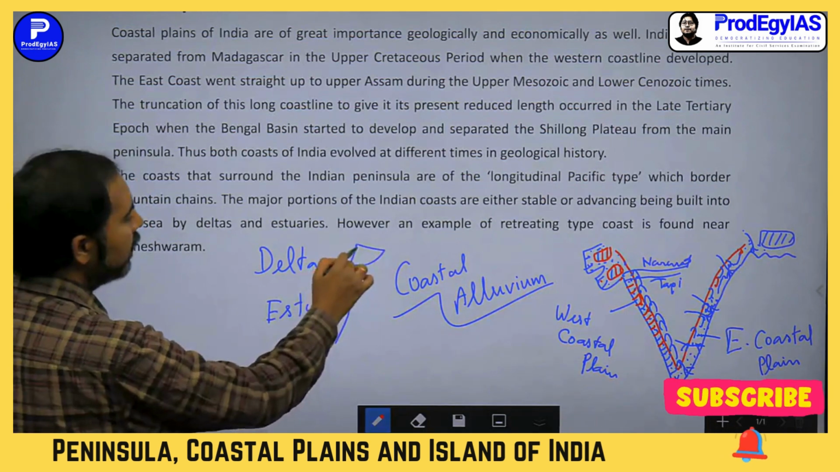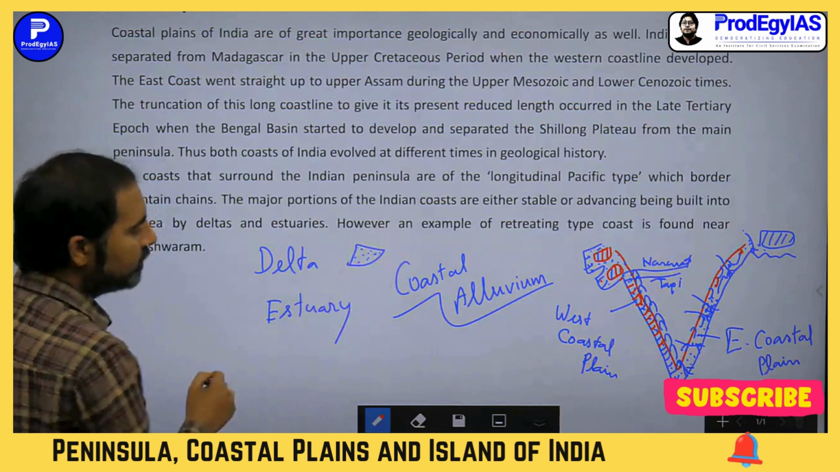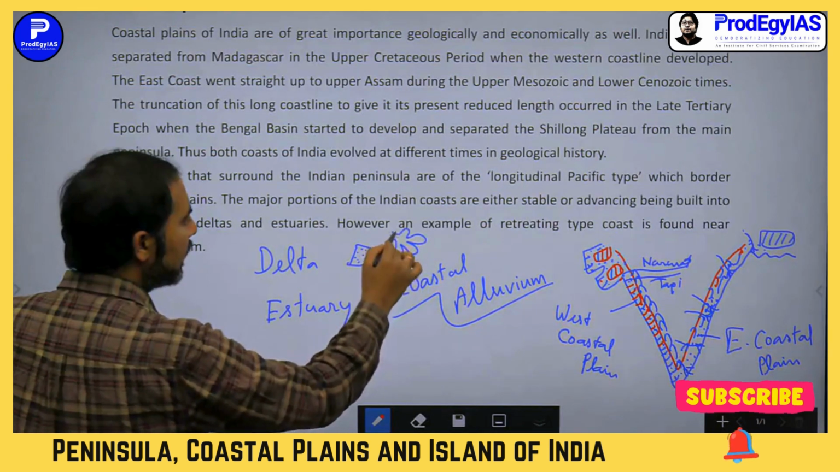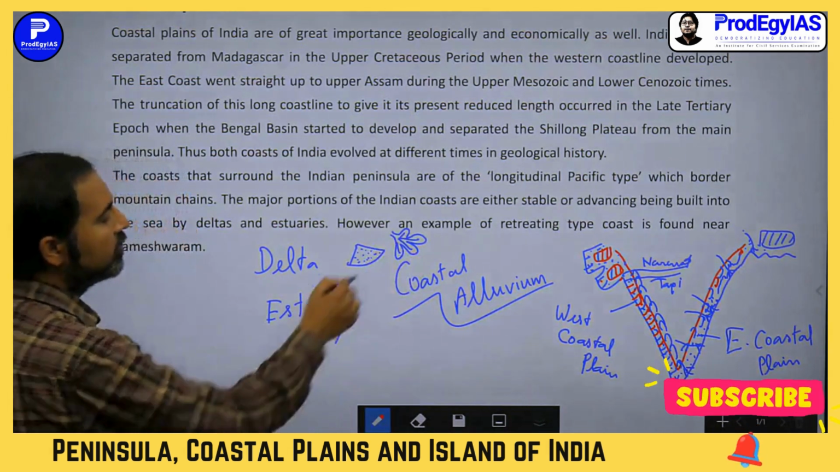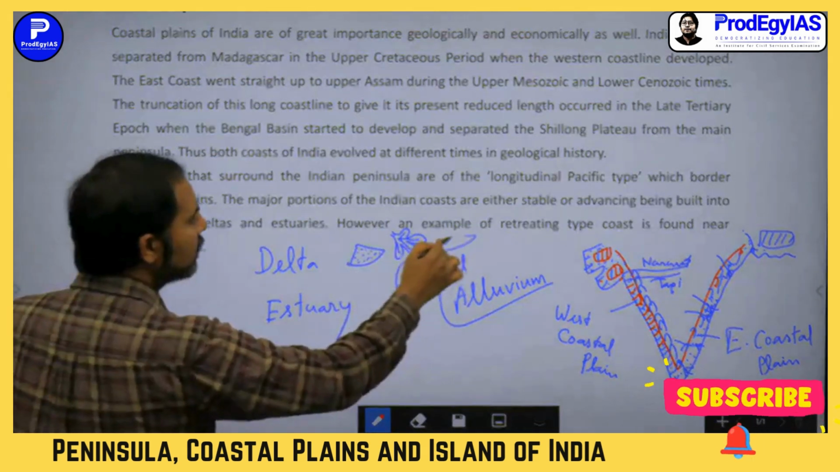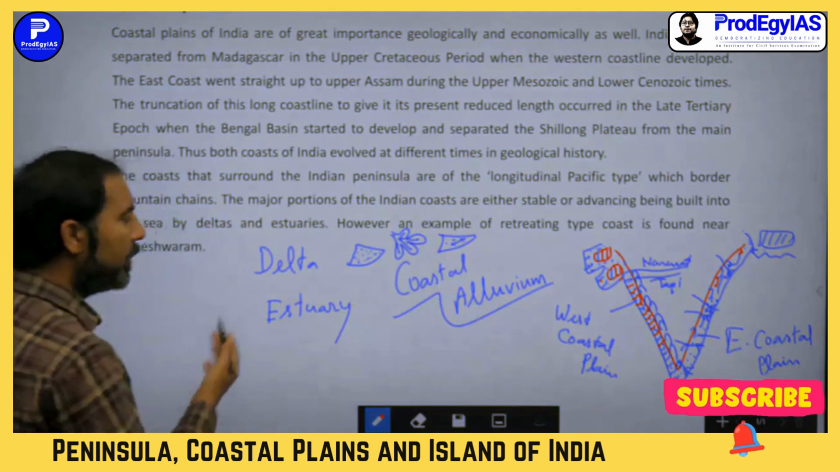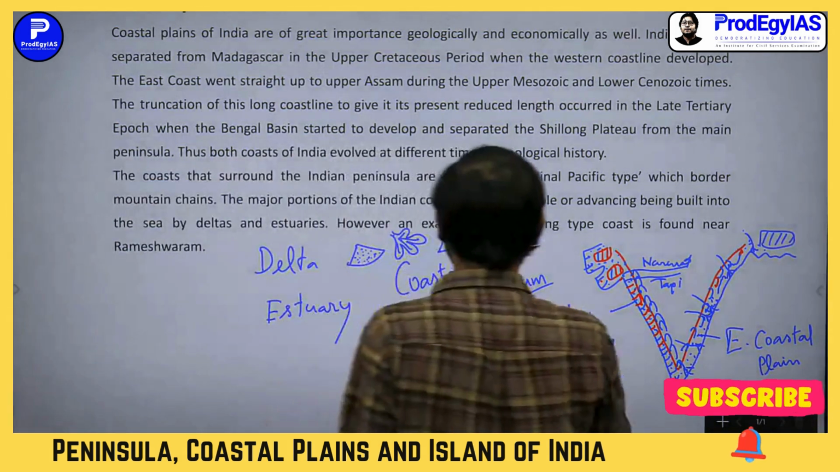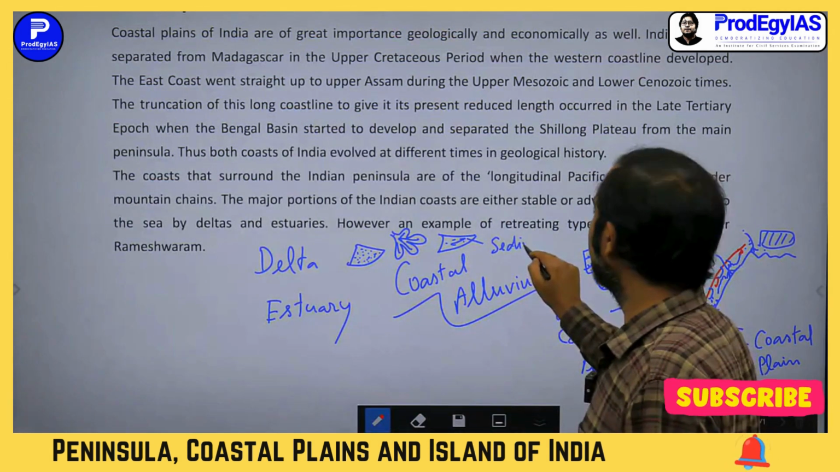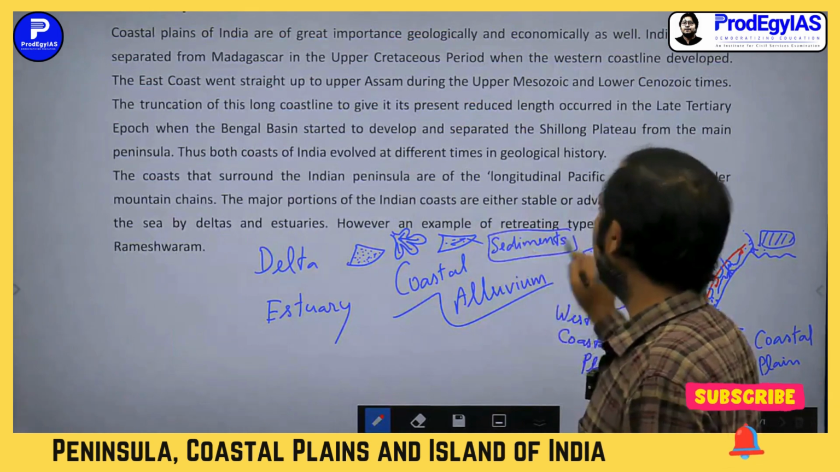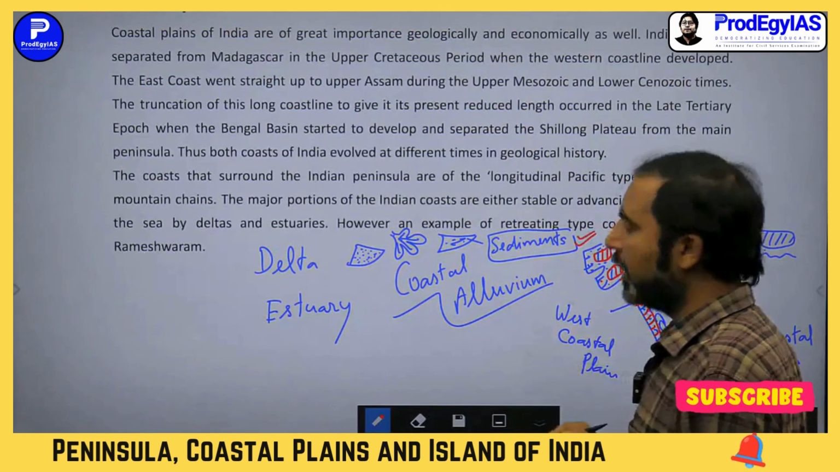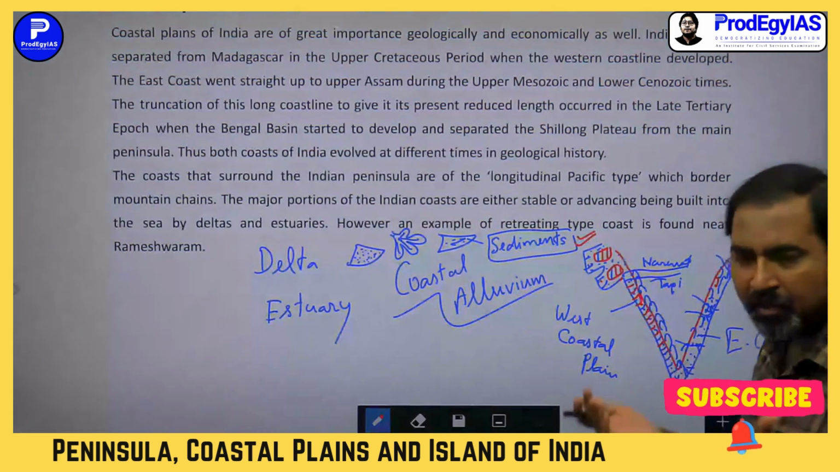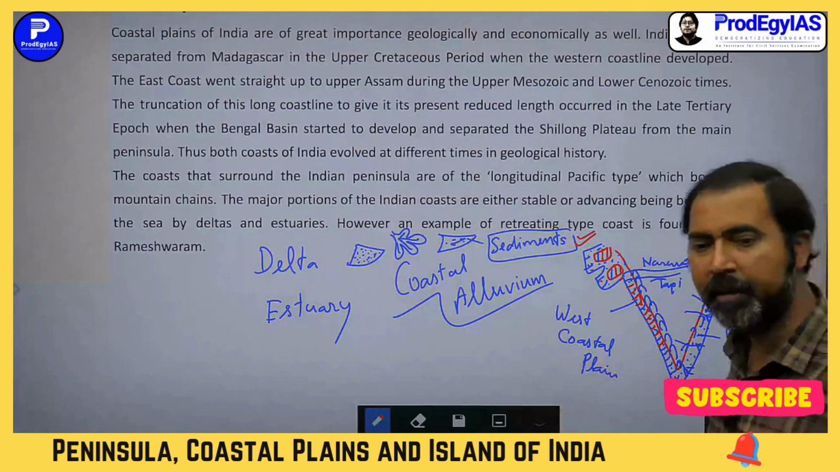Delta has many types of shapes, not only this perfect triangular shape. Delta may be this type also. This is a cuspate shape delta. This is arc shape also. Many types of shapes, but these shapes will be formed only with sediments. For delta formation, sediments are necessary. If any river is not able to carry a large load of sediments, it will not make delta.